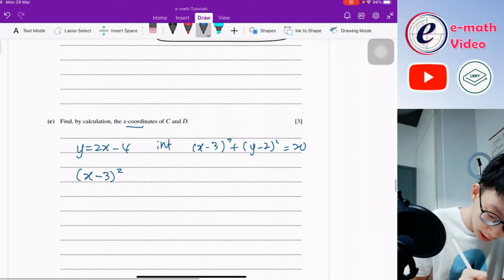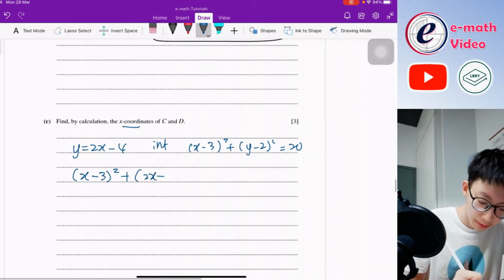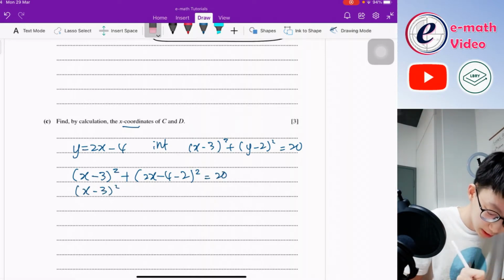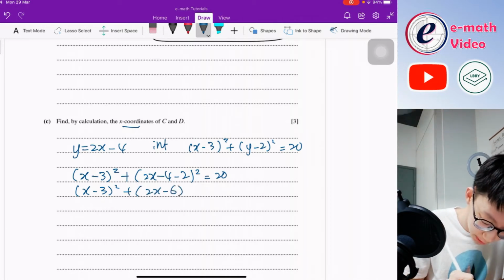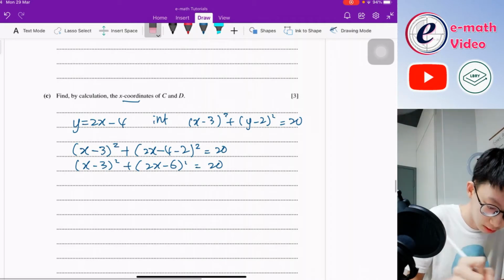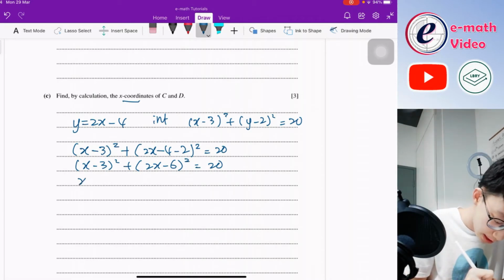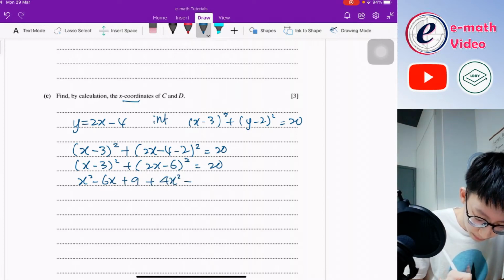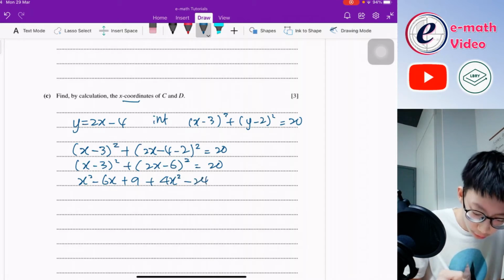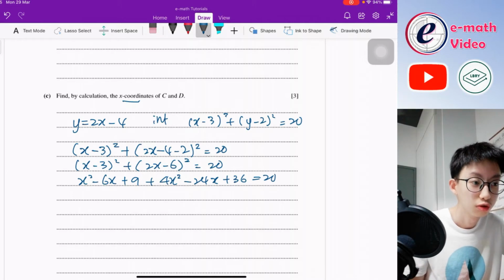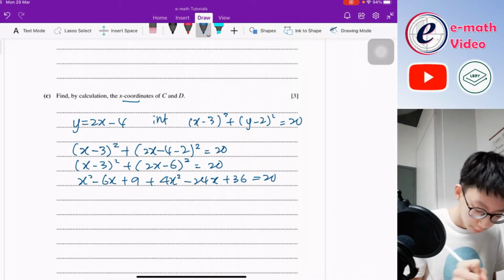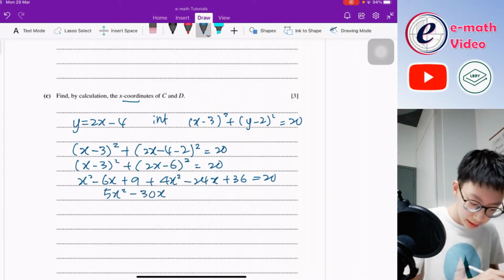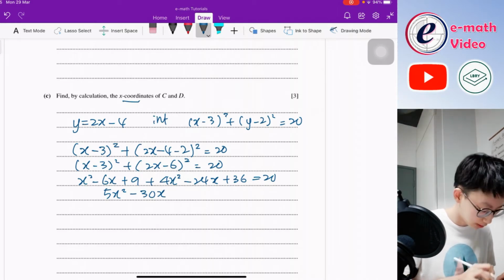(x minus 3) squared plus (2x minus 4 minus 2) squared equals 20. (x minus 3) squared plus (2x minus 6) squared equals 20. And I need to expand. x squared minus 6x plus 9 plus 4x squared minus 24x plus 36 equals 20, right? Then 1 plus 4 is 5x squared, negative 6 and negative 24 gives negative 30x. I'll just use the calculator. 9 plus 36 minus 20 is 25.